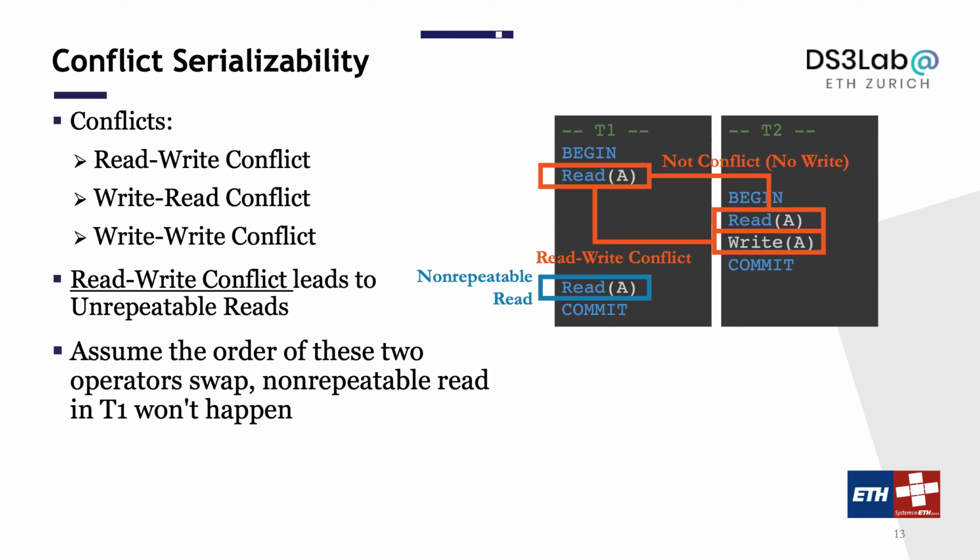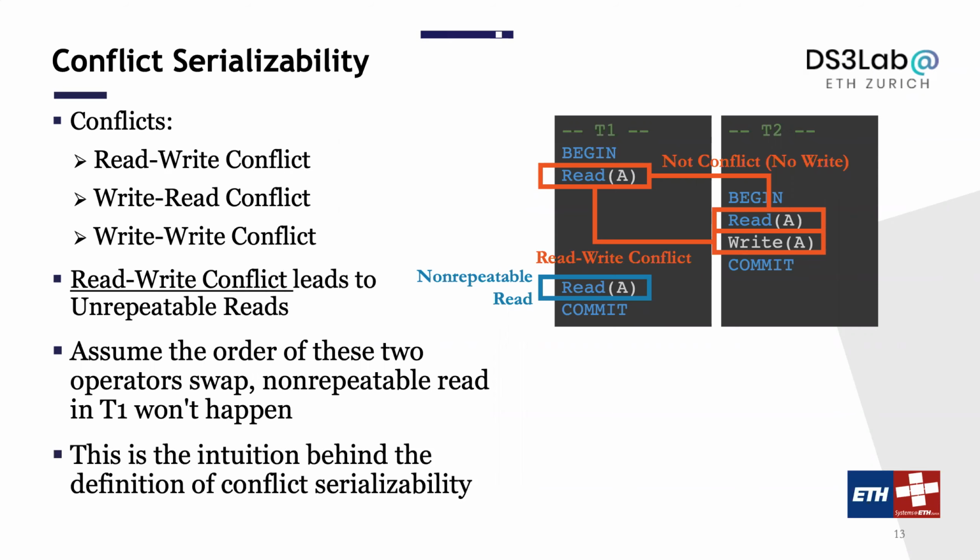But if you swap the order, you say, okay, in T2, let's write A first, then T1 reads A. You swap the order of the conflicting operators, and then you do not have this non-repeatable read behavior anymore. Which means that whenever you have a read-write conflict, swapping the order of the two operators is going to produce different types of anomalies. Okay, so that's the intuition. We want to define a whole bunch of types of conflict between pairs of operators such that I cannot actually change the order between them.